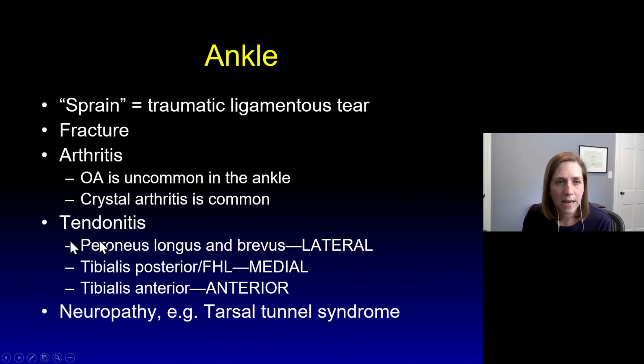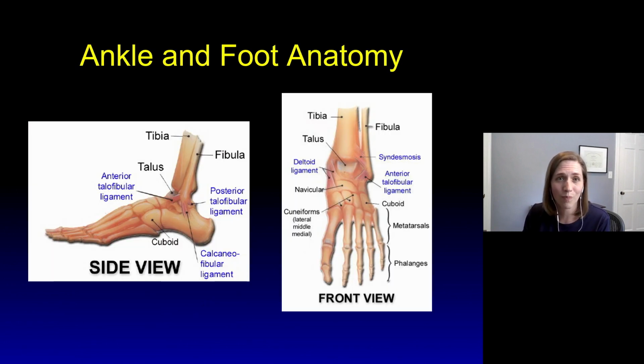And then tendonitis. There's lots of tendons in the ankle, and you want to think about the distribution of pain to figure out which tendons might be involved. So for lateral pain, peroneus longus and brevis. If it's medial, tibialis posterior and the flexor hallucis longus, and then anterior, tibialis anterior tendon. You can also get a neuropathy of the ankle, a tarsal tunnel syndrome, similar to carpal tunnel syndrome.